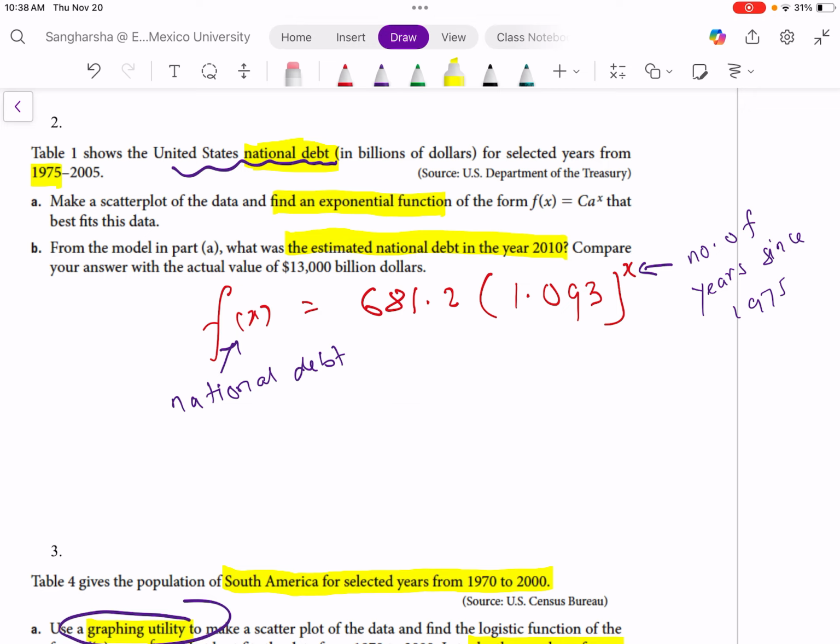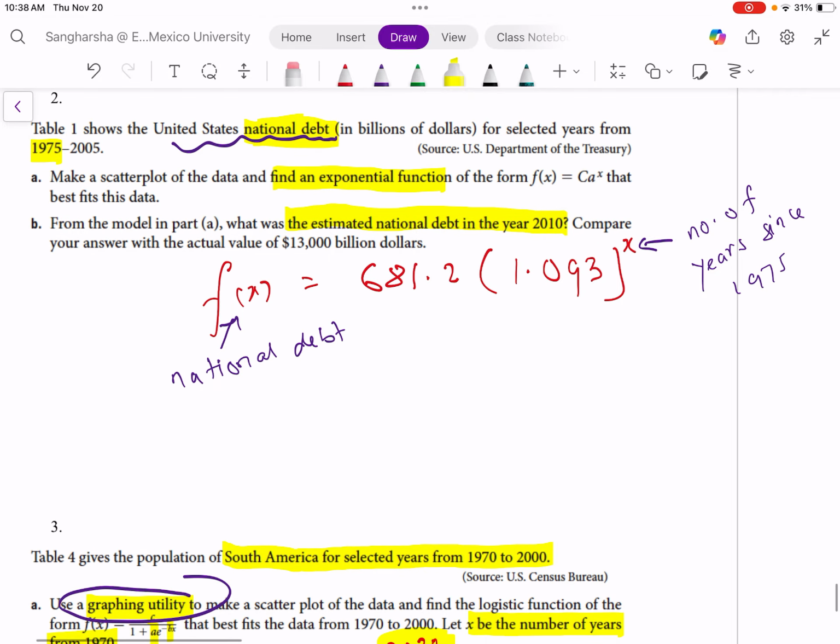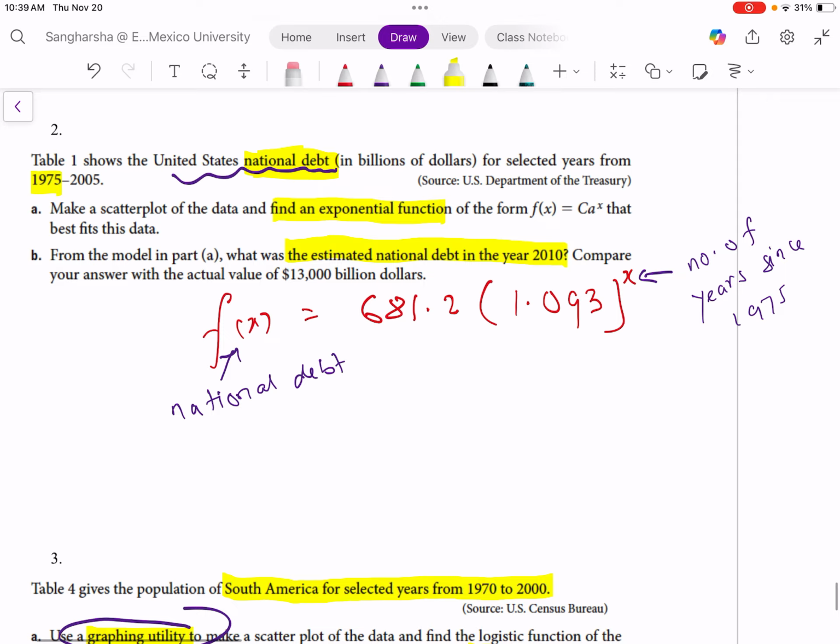What was the estimated national debt in the year 2010? Are we asked to find f of x or x? f of x, right? Because f of x is the national debt. We are asked to find the estimated national debt. So our target is finding f of x. So for part B, our target is finding f of x.